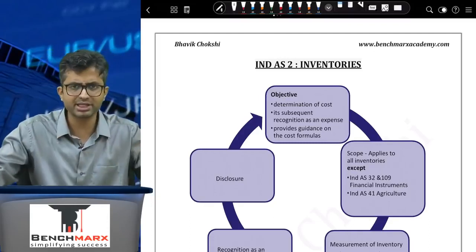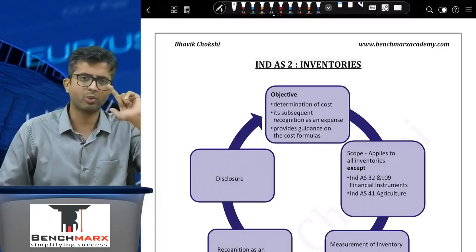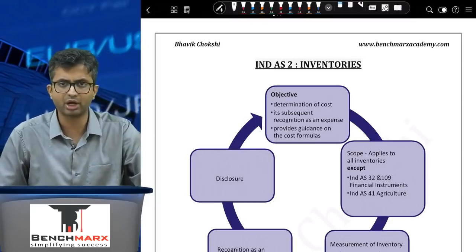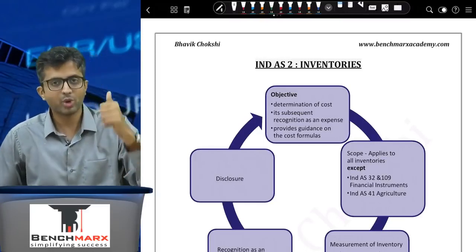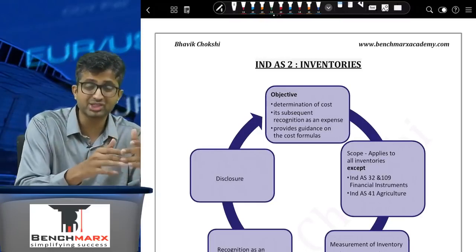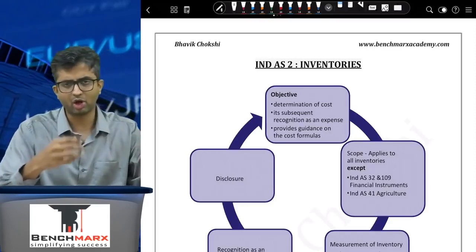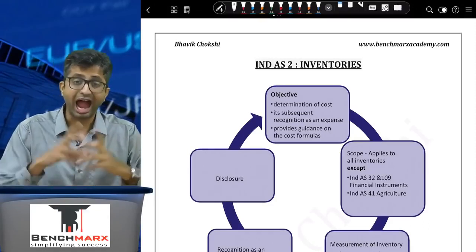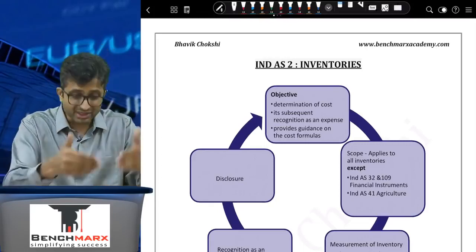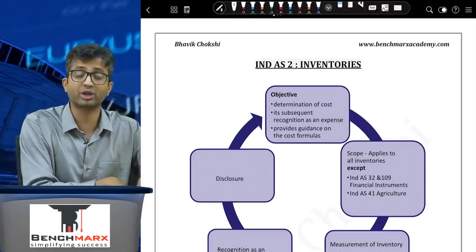Now inventory has 3 main segregations. One is determination of cost, one is the cost flow assumptions like FIFO, weighted average, and lastly is the inventory valuation. When you're looking at cost, you will take the purchase price, add non-creditable or non-refundable taxes, subtract discounts like trade discounts, and add directly attributable expenses which are incurred to bring the inventory to the location and condition decided by the management.